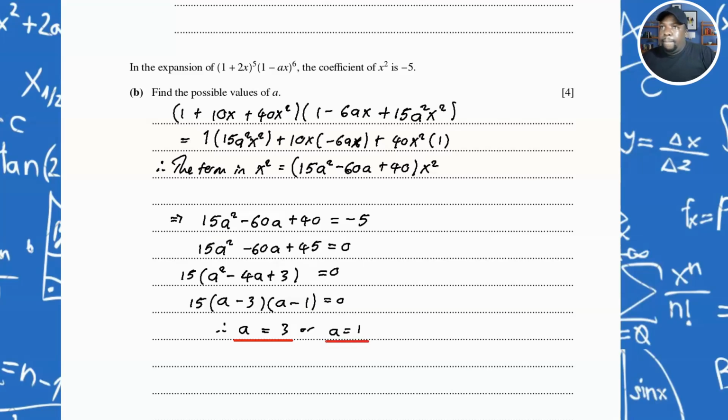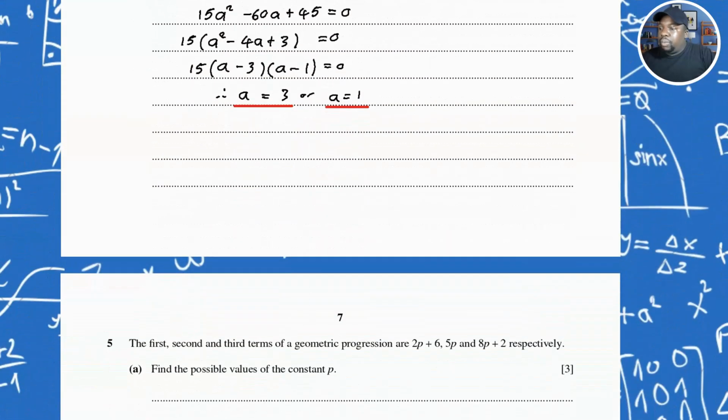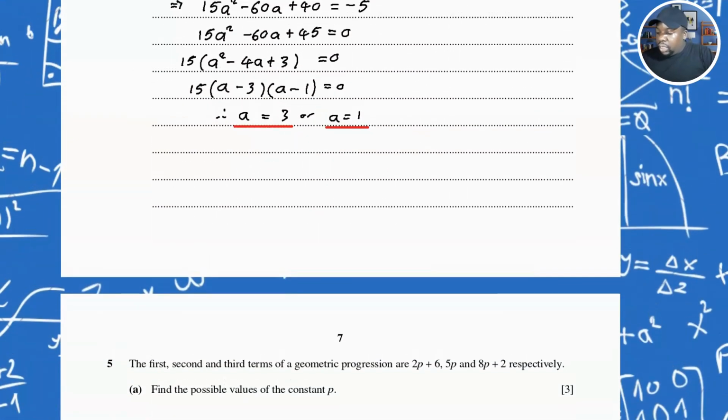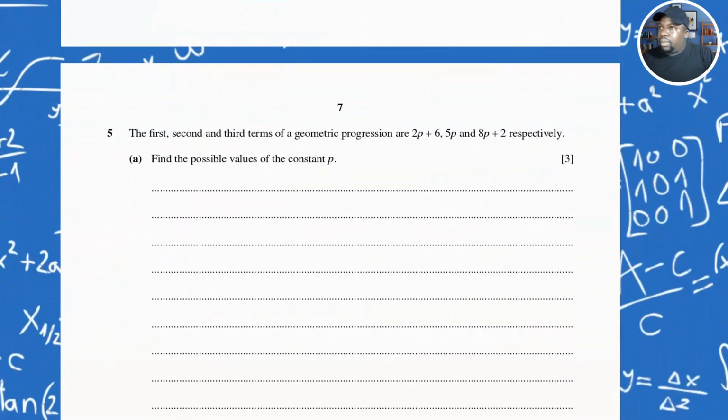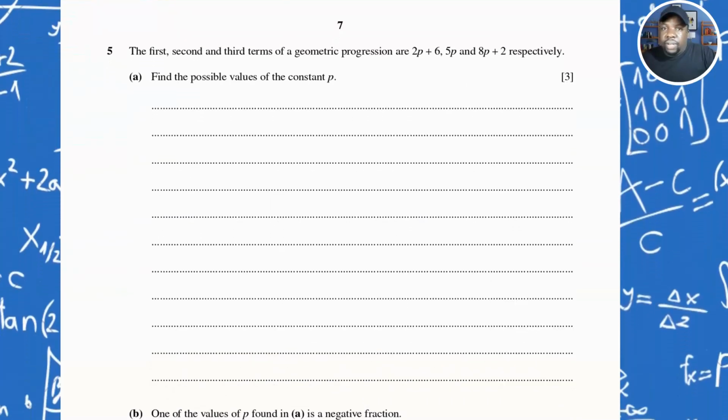All right. Let's move on, and we actually are moving on to the next question, which is question number 5. It says, the first, second, and third terms of a geometric progression are 2p plus 6, 5p, and 8p plus 2 respectively. So in part A, find the possible values of the constant p.